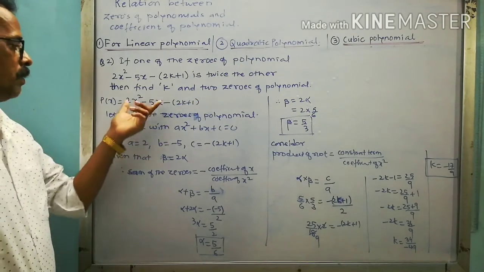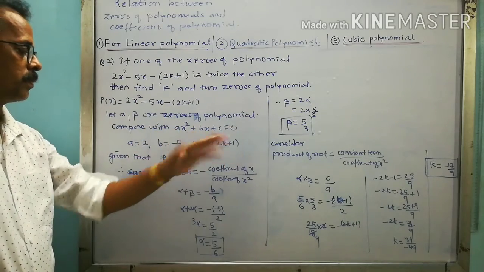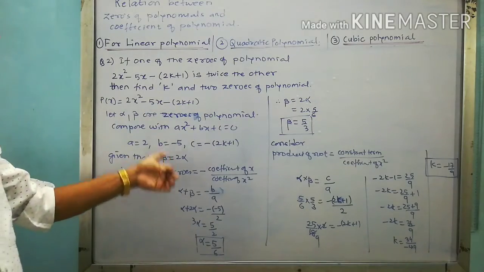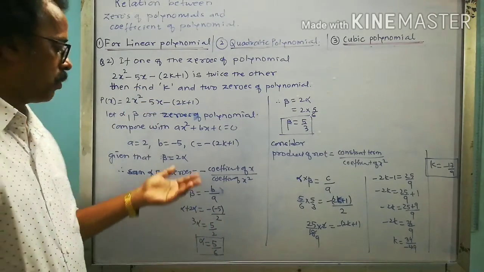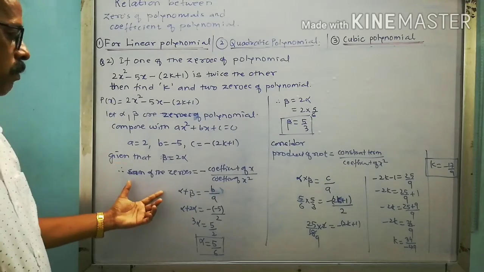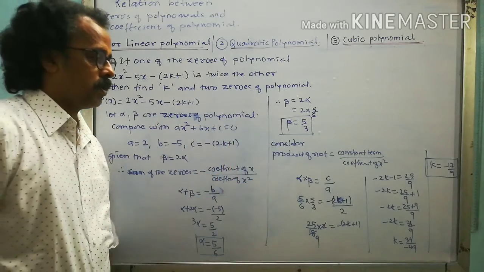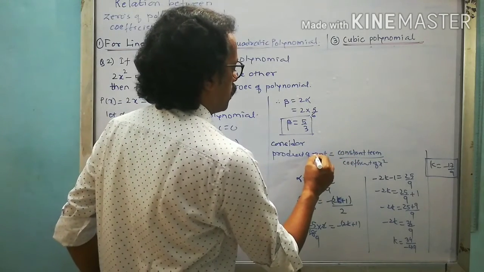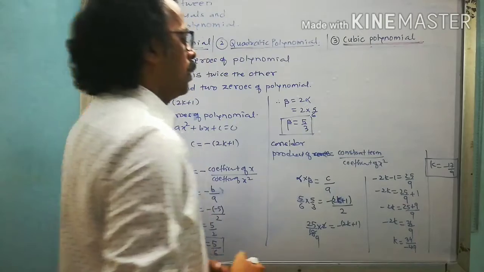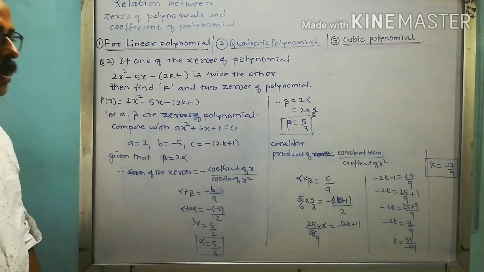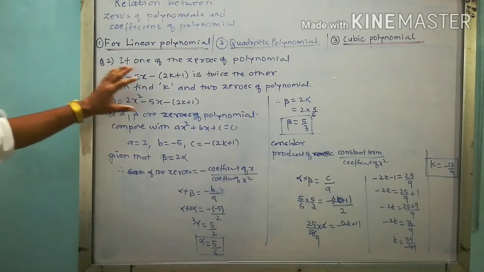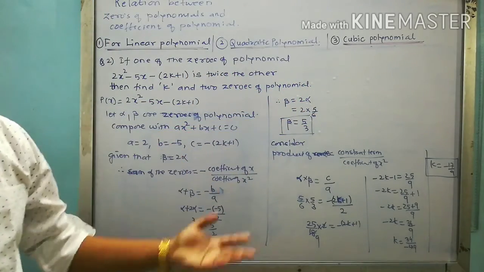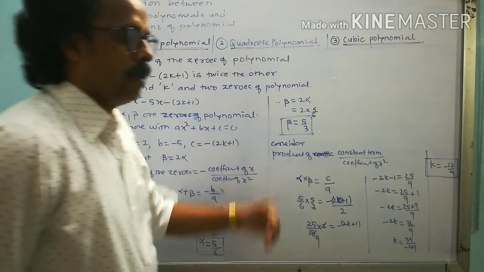How we started with? We compared with ax square plus bx plus c. Then we let alpha and beta be the roots. Then we wrote the condition since one root is twice of the other, so beta is equal to 2 times of alpha. Then we started with sum of the zeros, and then with the product of zeros or roots. Here we need to write down zeros, and then we go ahead with our calculation. So that is the way how we are going to solve the problem based on this quadratic polynomial, which is a different way how they are asking. Okay, so just have a look at the question.